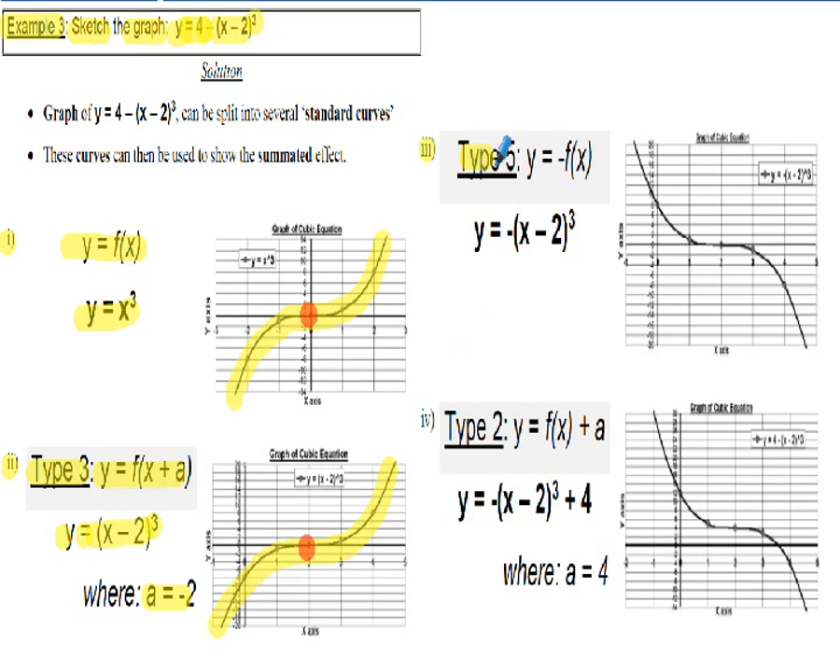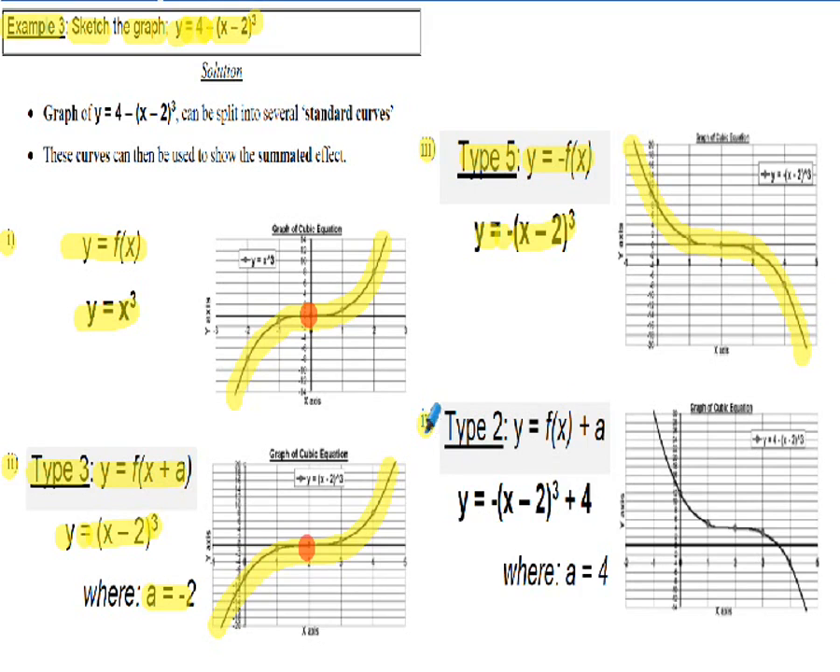Step 3 is a type 5 transformation of y is equal to negative function of x. So now we have y is equal to negative (x minus 2) all cubed. A type 5 transformation mirrors the curve about the x-axis, so mirroring the curve shown in step 2, here in step 3 it will look like this.